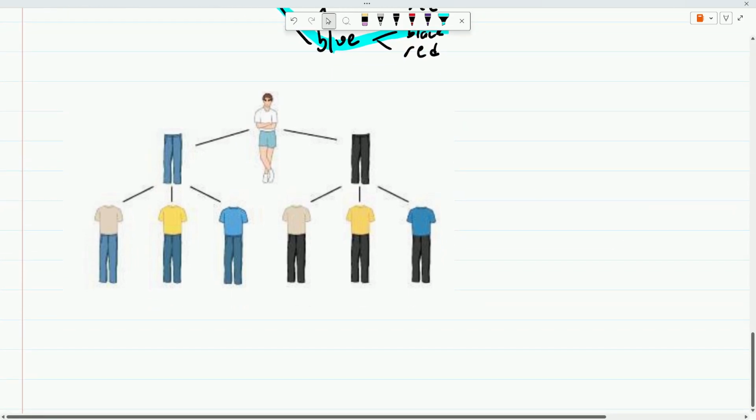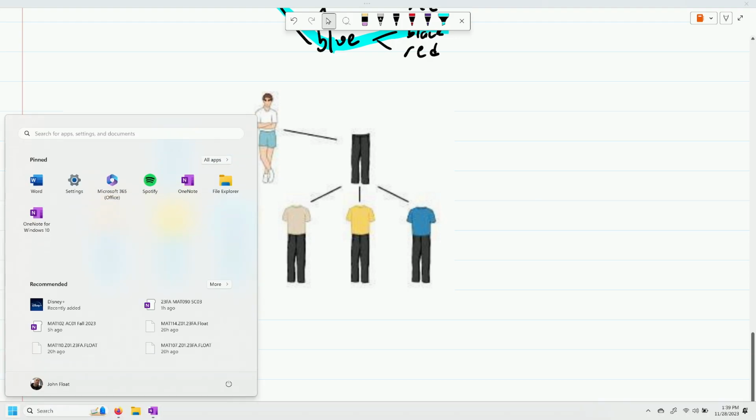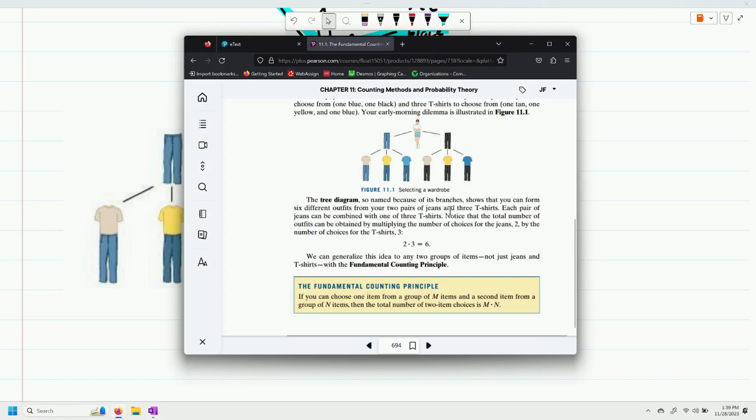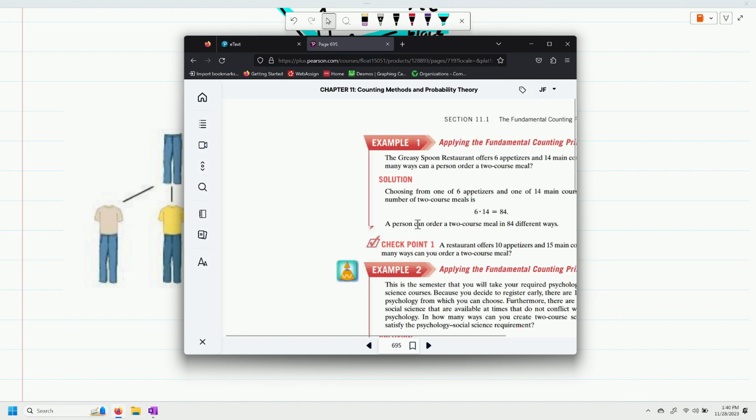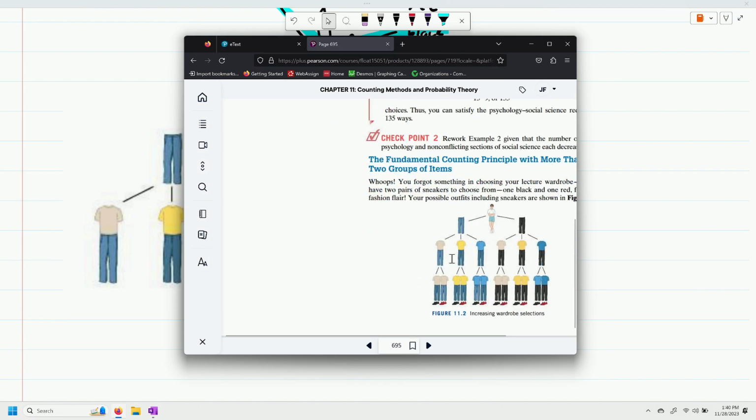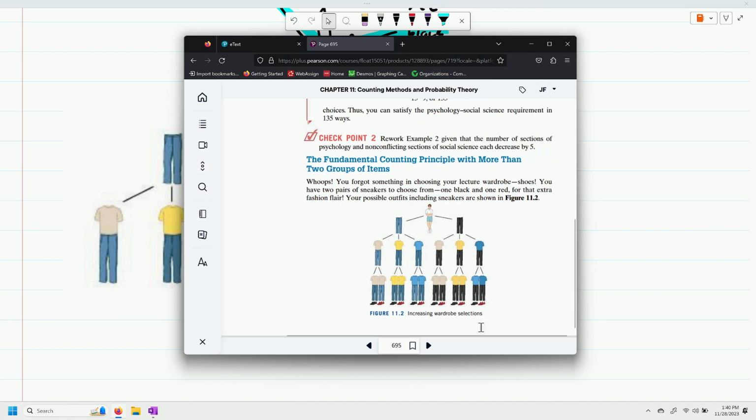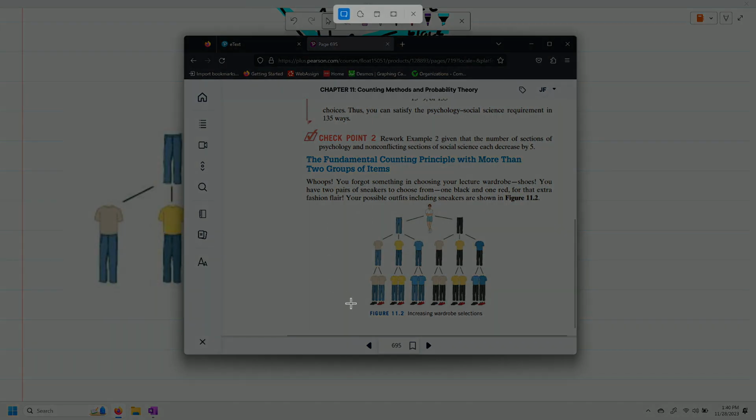Oh, I forgot the shoes. I didn't include the shoes in the picture. Let's get those shoes in there. Where are the shoes at? Maybe it's over here on this page. Ah, there it is. I had the wrong picture. That's why. So we're going to fix this real fast.